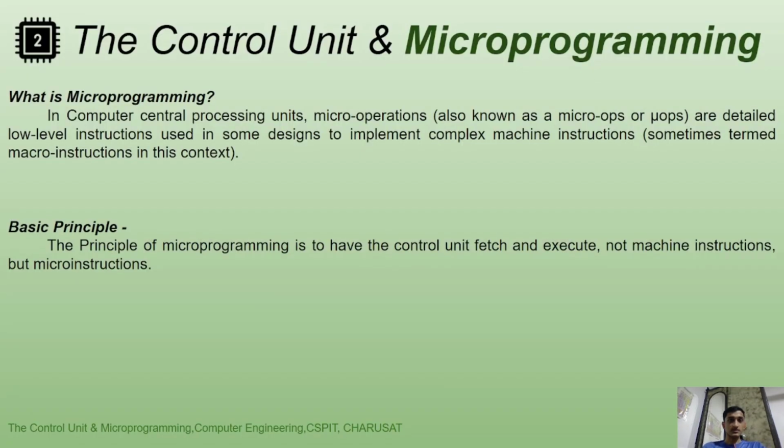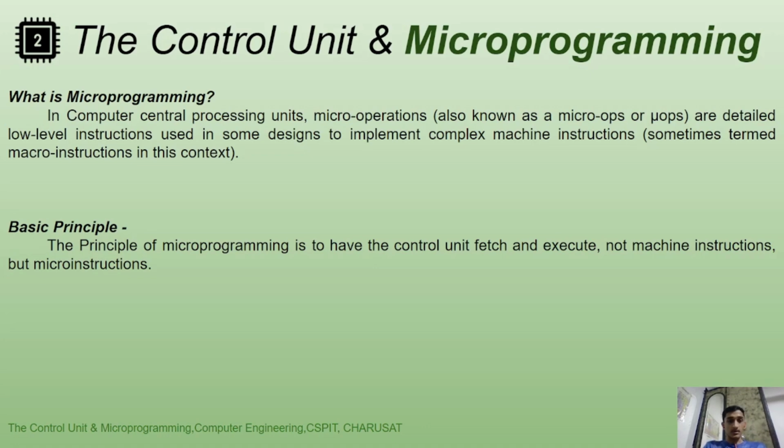The next part is microprogramming. What is microprogramming? In computer central processing units, micro-operations, also known as micro-ops or mu-ops, are detailed low-level instructions used in some designs to implement complex machine instructions, sometimes termed micro instruction or microcode in this context. The basic principle of microprogramming is to have a control unit fetch and execute not machine instructions, but micro instructions. So the difference between hardwired and microprogramming is that it has micro instructions and not machine instructions.